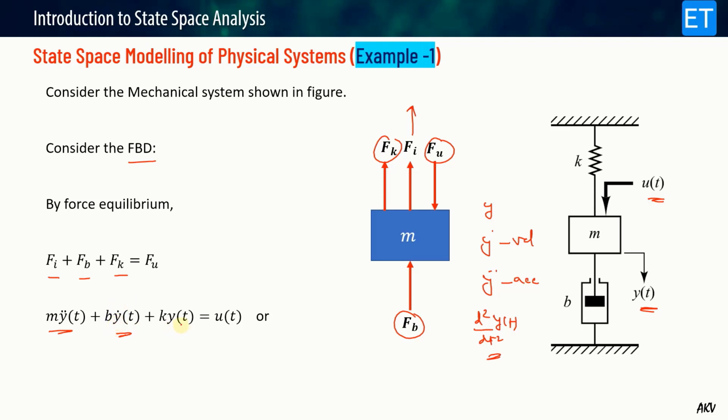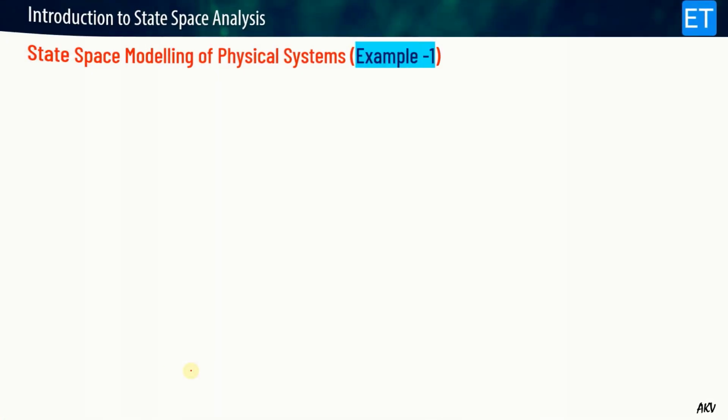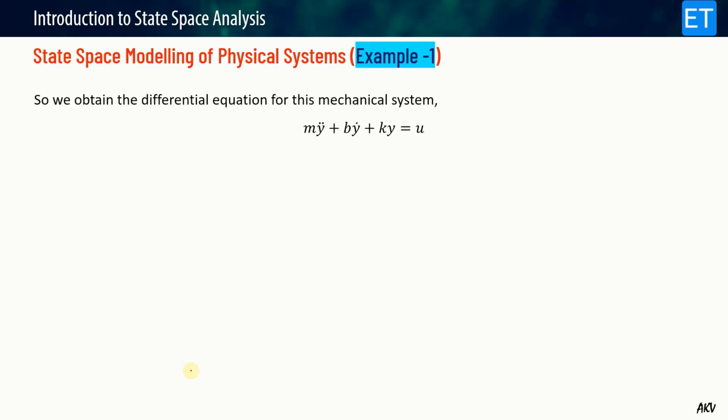And the spring force, you know, it is simply the spring constant into the displacement. So spring constant k multiplied with the displacement y(t), and applied force is u(t). So thus this equation is converted into this differential equation. And for simplicity, I can omit this t variable. So my equation is written as m y double dot plus b y dot plus k y equal to u. Okay, so let me rewrite this equation. So for this mechanical system, I obtained this differential equation.